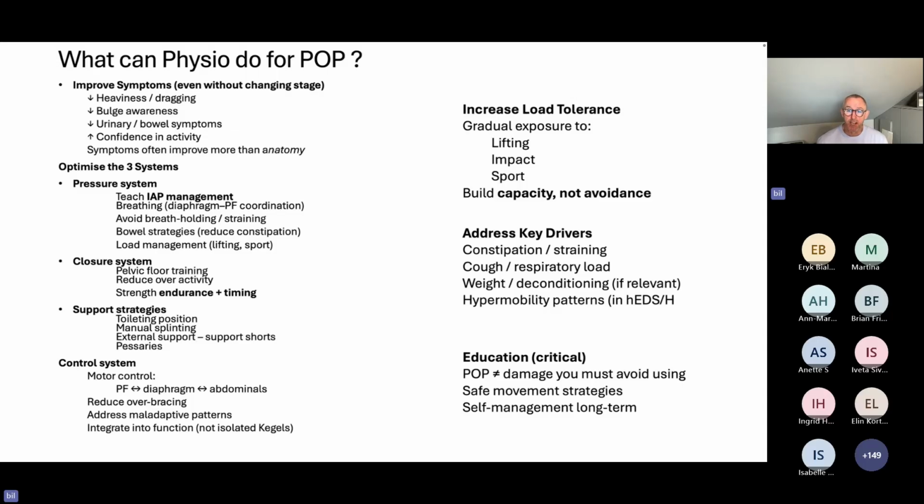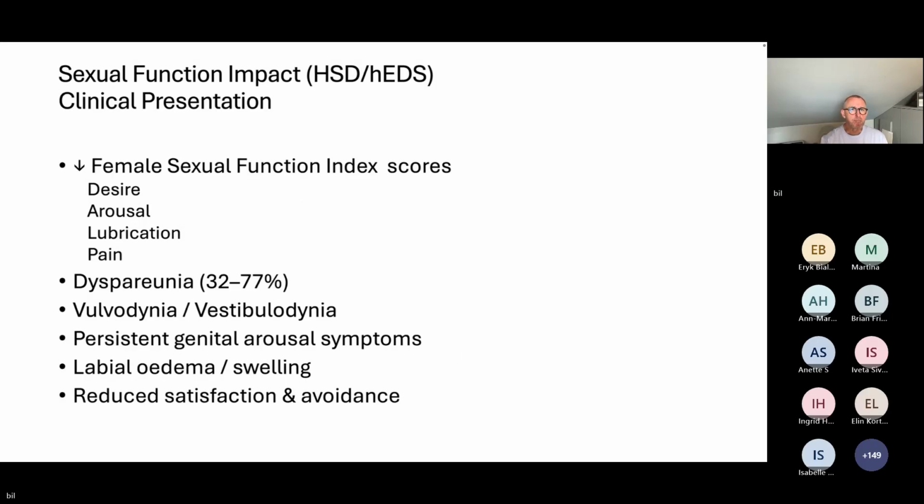Education is critical. We may need to explain to them that just because you have a prolapse, it does not necessarily equal damage, and that you don't have to avoid moving and using your pelvic floor. Safe movement strategies and self-management long term. Sexual function impact in HA is something that isn't really spoken about very much.